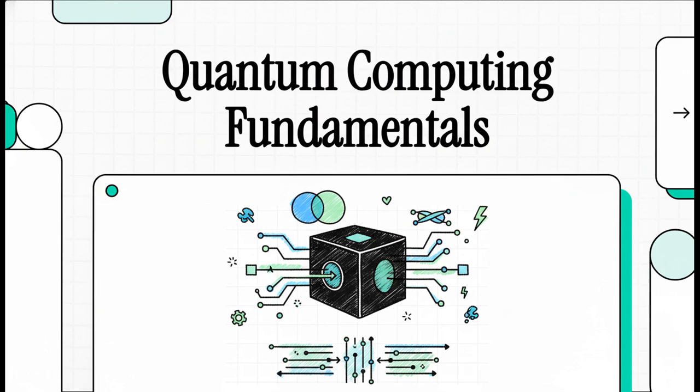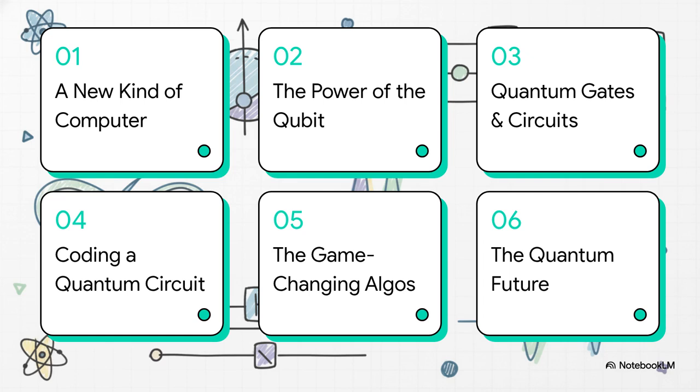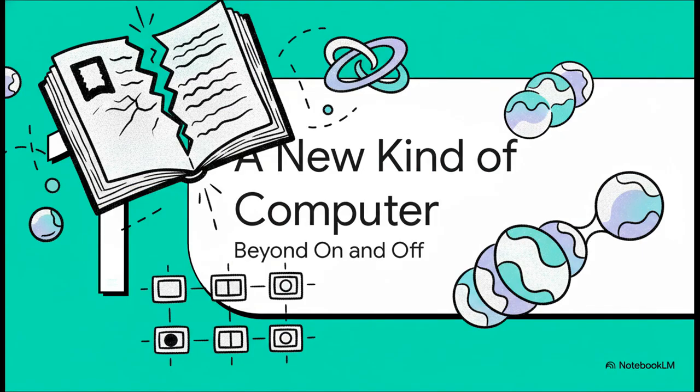And look, let's cut through all the sci-fi hype. We're going to get our hands dirty, look right under the hood, and see how these things actually work, all the way down to the code. So here's the plan. We're going to start with the basics, what makes these computers so different. Then we'll get into the heart of it all, the qubit. After that, we'll actually code up a quantum circuit, check out the mind-blowing algorithms they can run, and then we'll peek into the future. All right, let's jump right in.